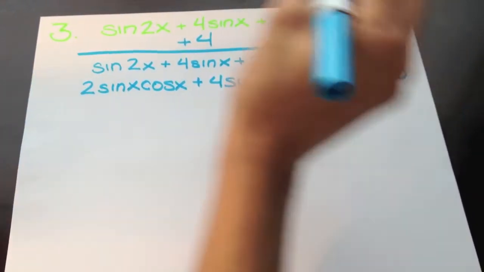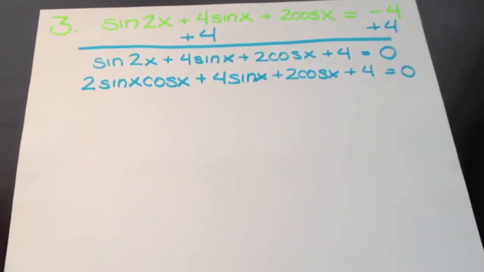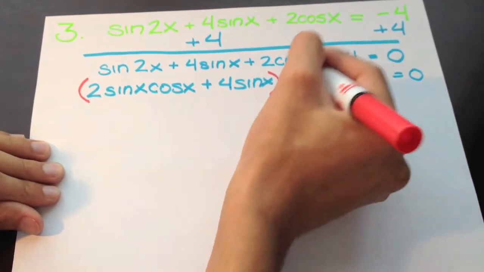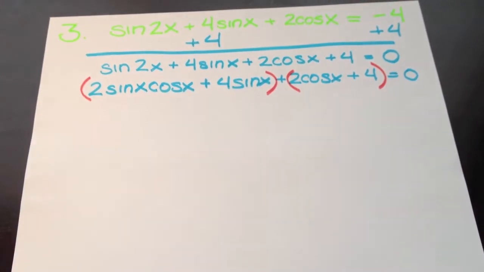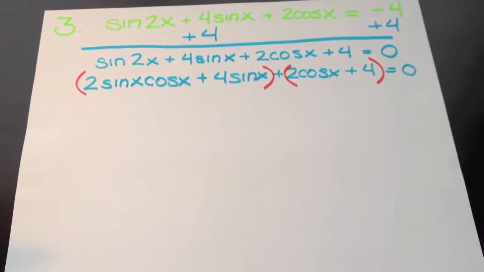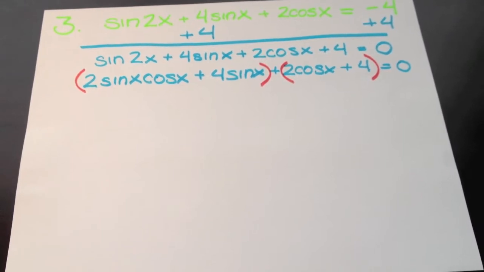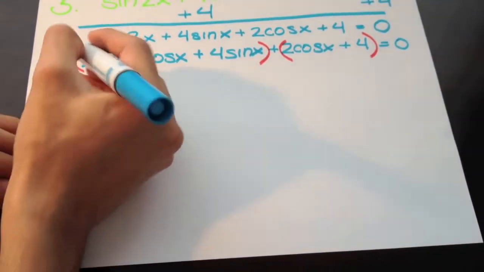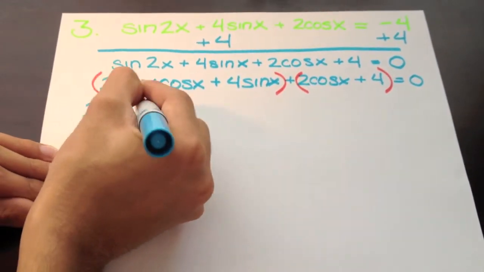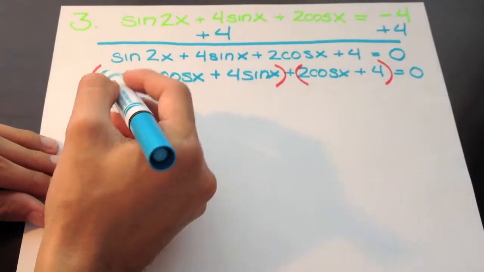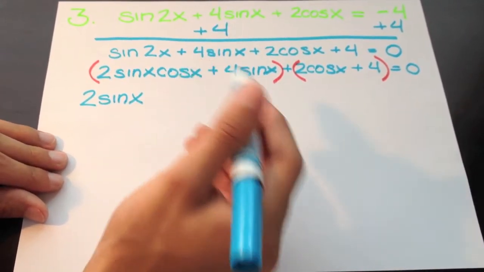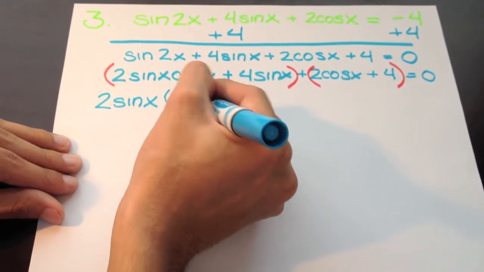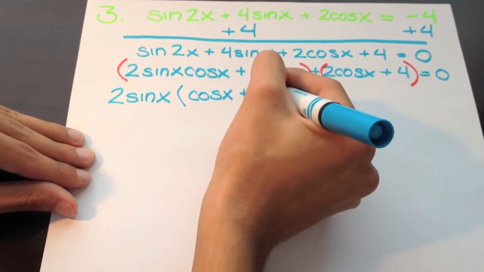equal to 0. I'm going to group the first and second term and the third and fourth term, like that. From the first and second term, I'm going to take out a 2 sine of x because it is present in both the first and second term, and that's going to leave us with cos of x plus 2.